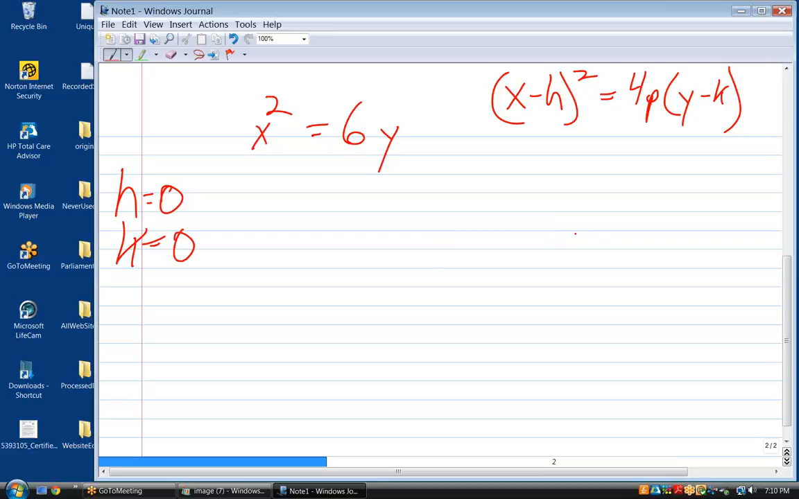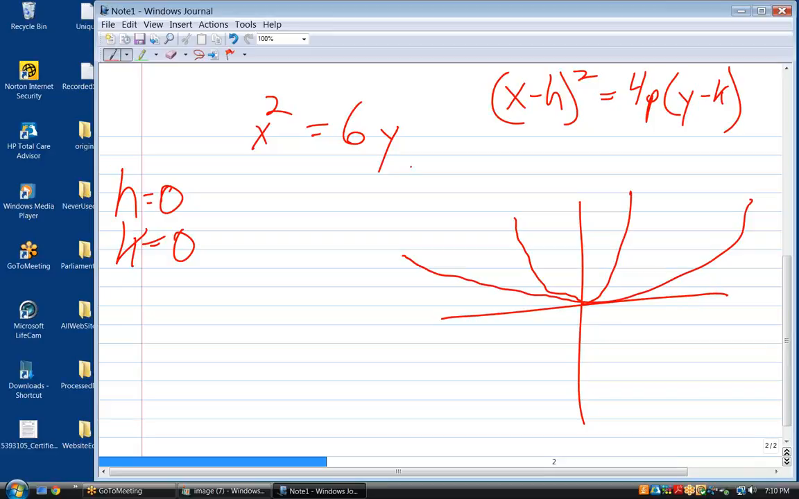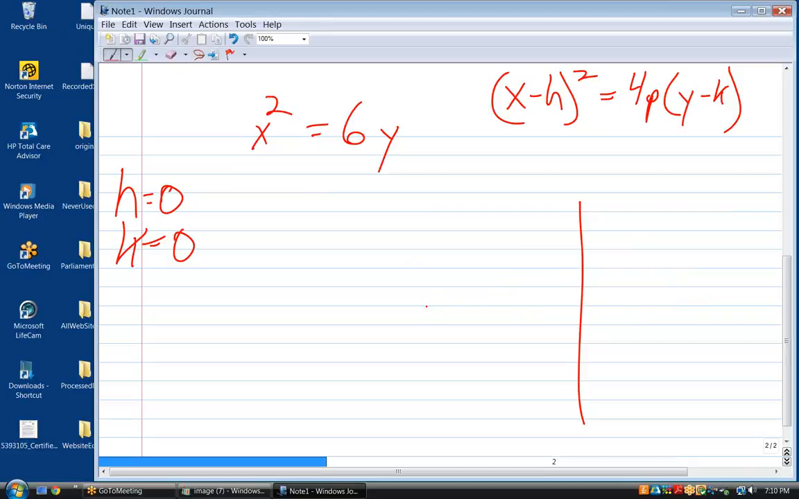Well, we know what this parabola looks like. Its vertex is at 0, 0. I could solve it for y. Y is x squared over 6, so it would be a flat parabola like this. I could solve it using the old techniques we had for doing parabolas. But using the new technique, we know the vertex is there, and the only thing left to discover is where the focus is. Well, since this has to fit that format, what is 4p equal to?